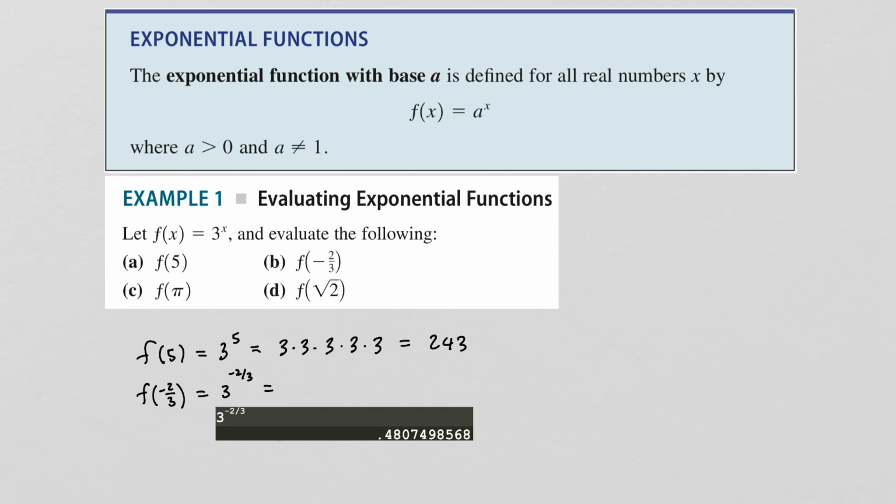And you see here, we get this decimal result, and we can choose to round this to however many decimal places we wish. Here, I'll round it to 3 decimal places. So we have 0.481.